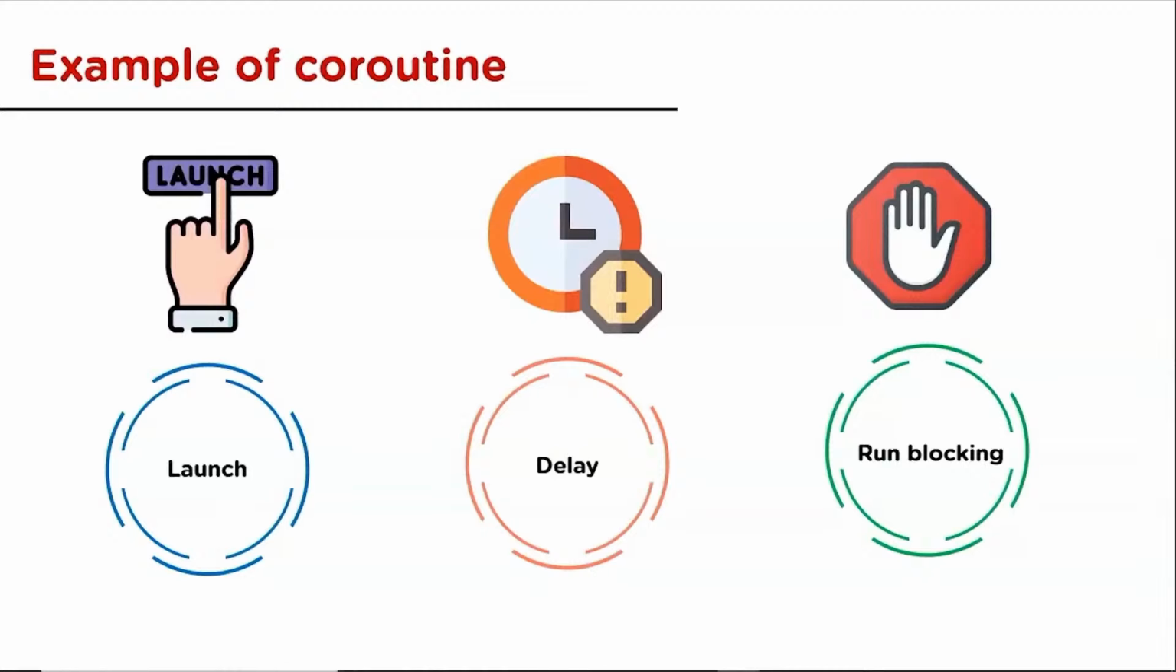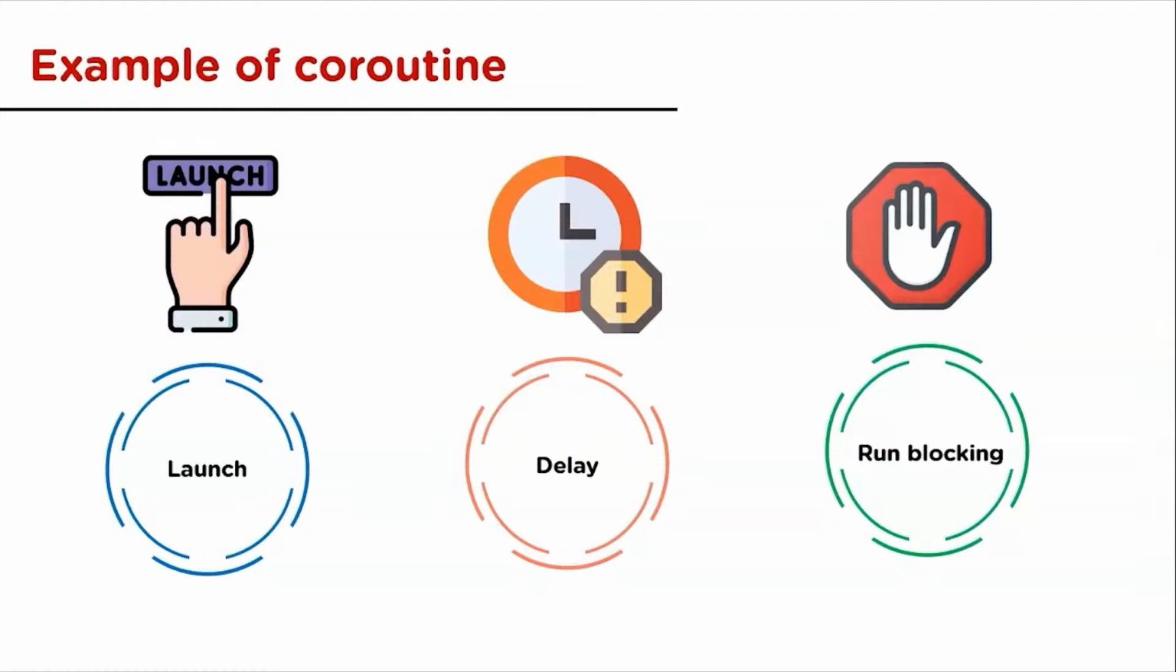Then there is run blocking. Run blocking is a coroutine builder again. It basically runs a new coroutine and blocks the current thread until its completion. Or, in other words, the thread that runs it gets blocked for the given duration until all the code blocks inside the brackets of run blocking complete their execution.